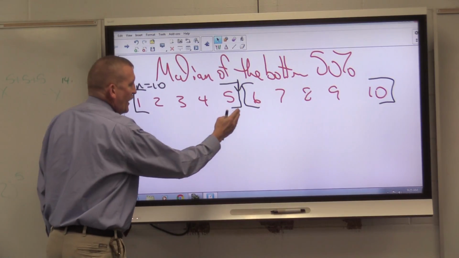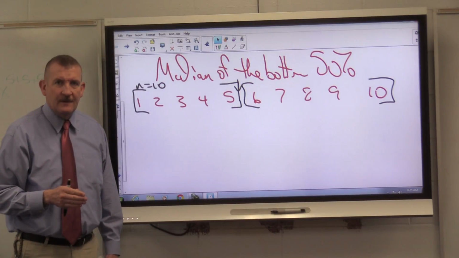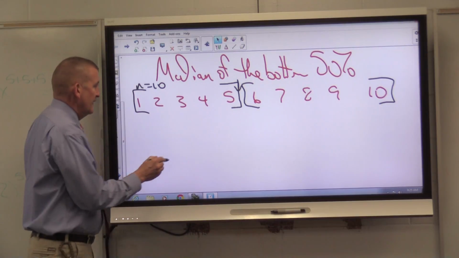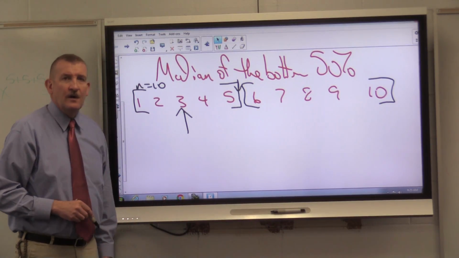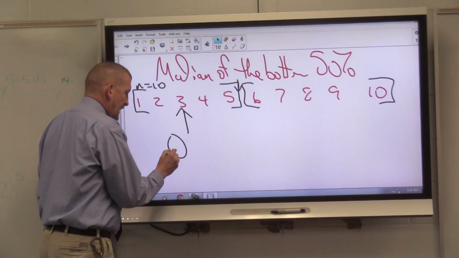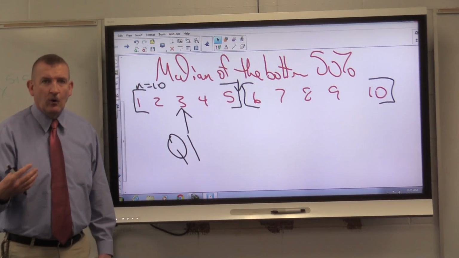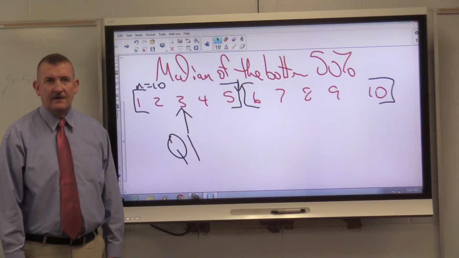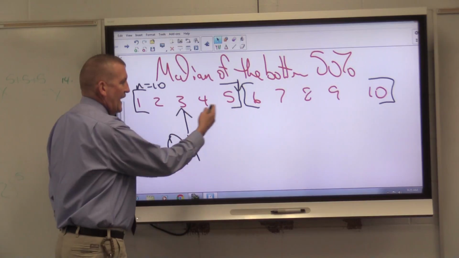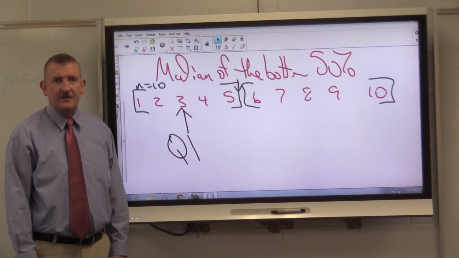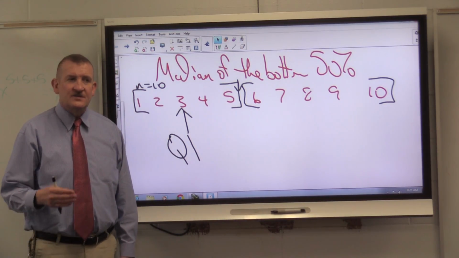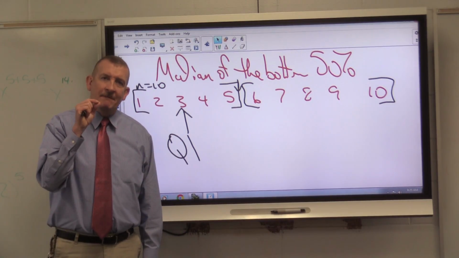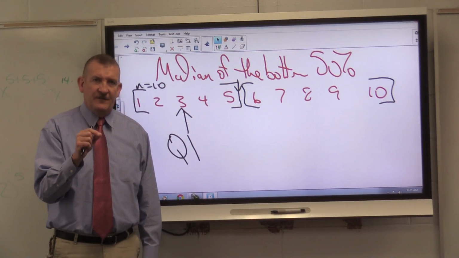Well, let's look at this lower 50% of my data. What is the median of that lower 50%? It's this value, 3. 3 is what we call the lower quartile, because it's the median of the bottom lower 50% of your data set. Okay? So remember that. Your lower quartile is the median of your lower 50%.